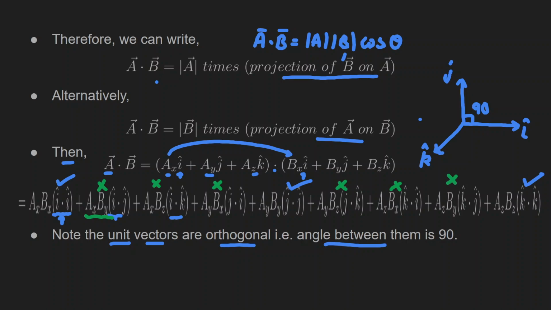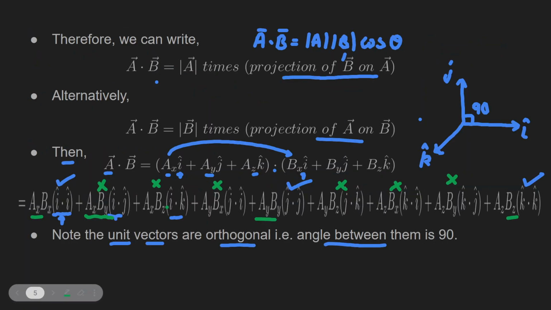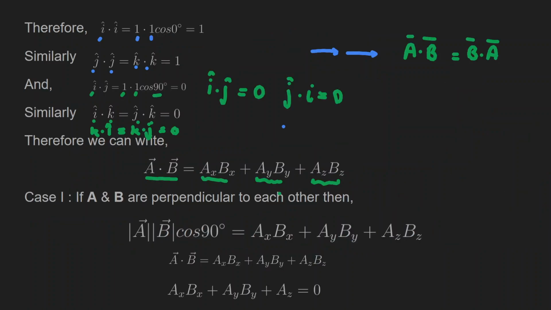So what we are left with: ax bx, i dot i is 1; ay by, j dot j is again 1; and az bz, k dot k is 1. So we can write a dot b is equal to ax bx plus ay by plus az bz. All the other terms become 0, and only the terms with i dot i, j dot j, k dot k survive. So we get this equation.